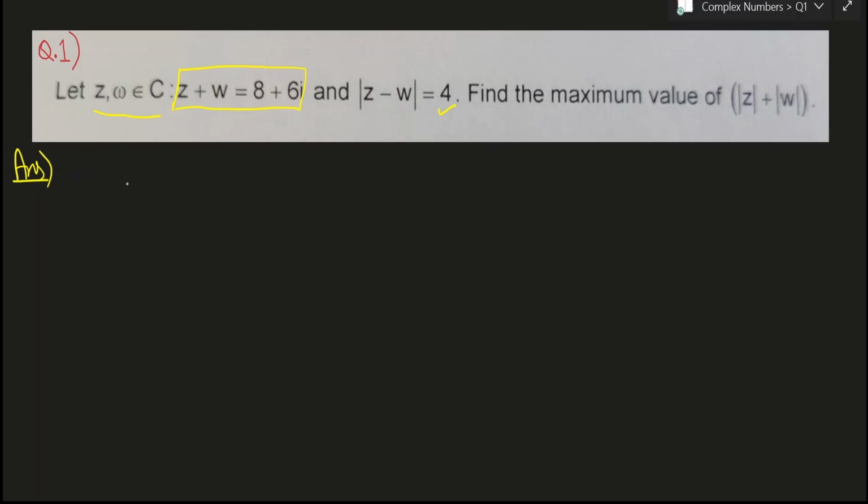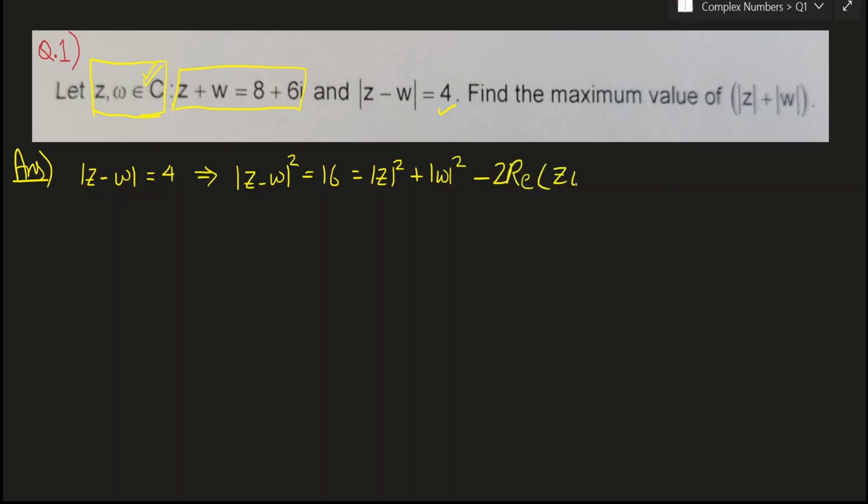First of all, we have been given that mod of z minus omega is equal to 4. Now notice z and omega belong to complex numbers. Since I have got no formula on this, I'm going to take the square. So this implies that mod of (z minus omega) whole square is equal to 16. Now mod of (z minus omega) whole square is going to be nothing but mod z square plus mod omega square minus 2 times the real part of z times omega prime, that is the complex conjugate of omega.